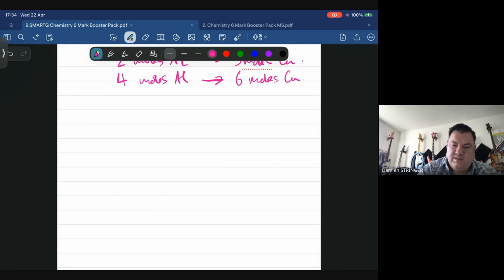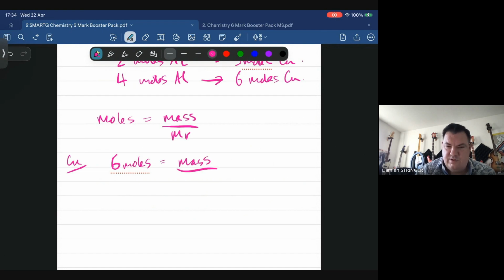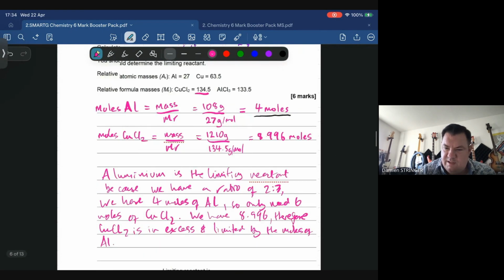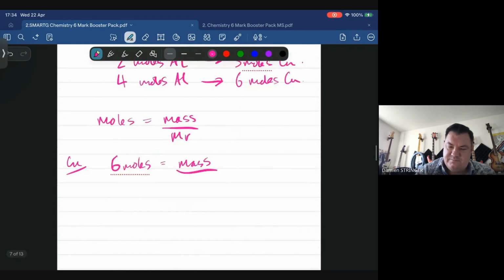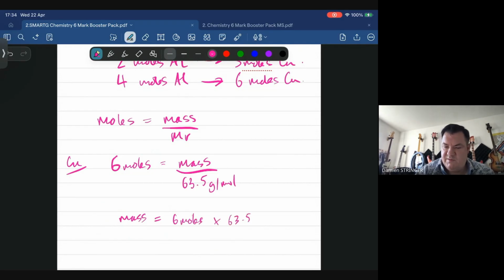So we go moles equals mass divided by MR. We need 6 moles of copper, so this is for Cu. We've got 6 moles. We don't know the mass, but we do have an MR, and the MR was given up here, 63.5 grams per mole. So if you rearrange that, you've got mass equals 6 moles times by 63.5 grams per mole. And if you work that out, I don't know what you get. Let's find out.